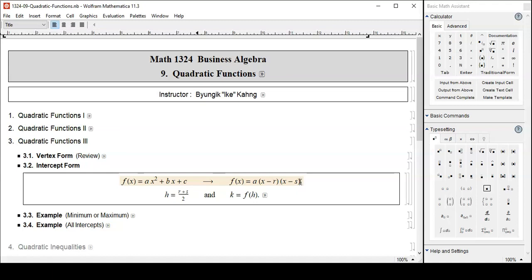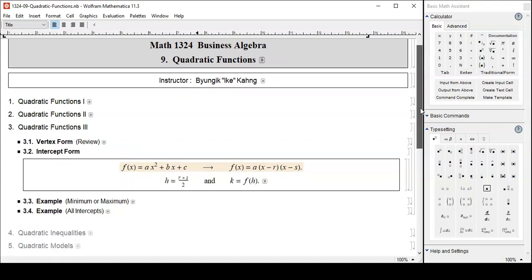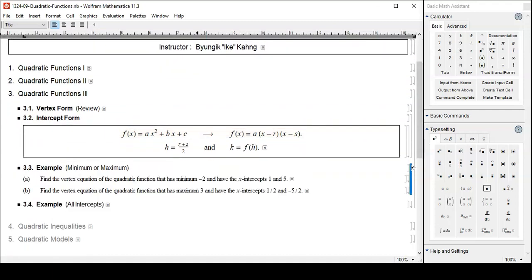Previously we went through the vertex form, not the vertex form, the intercept form, y equals a times x minus r times x minus s, and then did some work associated to h and k values, especially k values. X-intercepts r and s are there, and k is -2. Yes, minimum is k, or k is +3. Again, it can be minimum or maximum. Either way, those are k values. So that's what we did.